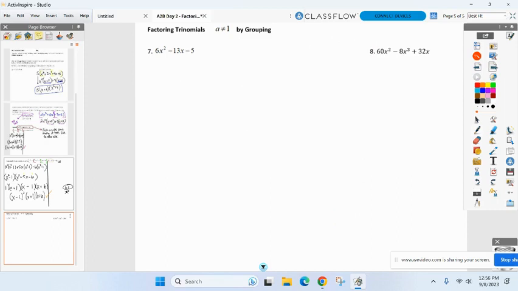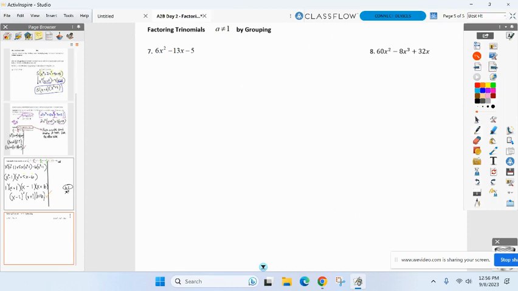Everyone see why? It's got to be a 1 there. How many terms are there? 3. Not even, so I can't group. Is this difference of two perfect squares? We're toast. Nothing I've shown you is going to work here. Until now.